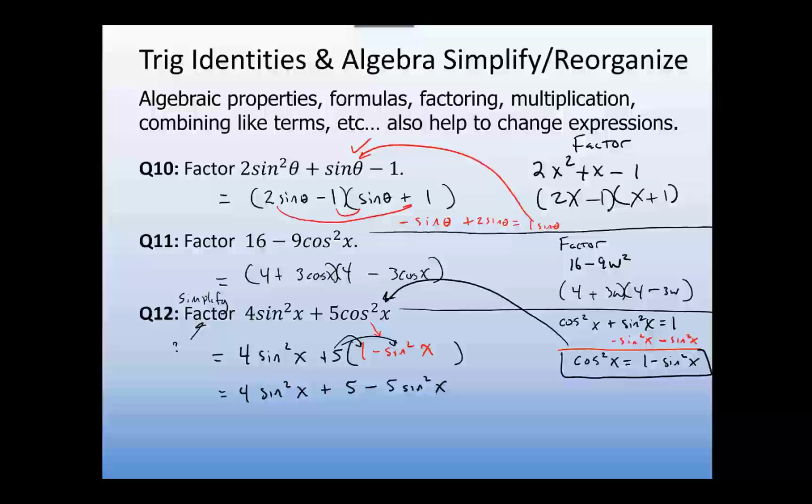And I can simplify. I have like terms. 4 sine squared and minus 5 sine squared are like terms. So this will equal 5. 4 sine squared minus 5 sine squared is minus 1 sine squared x. So in the end, I was able to take number 12 with some tricky things in the Pythagorean identity and simplify it. So there is a way to factor it, but that's not the most natural thing. I think simplifying it was our best bet on number 12.